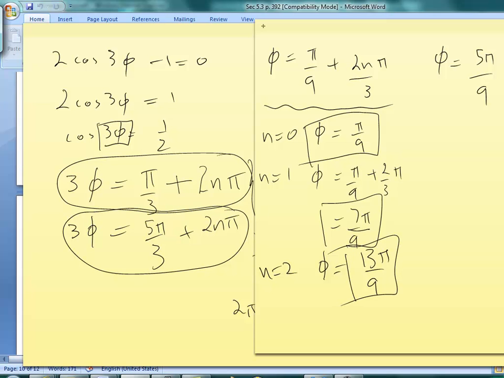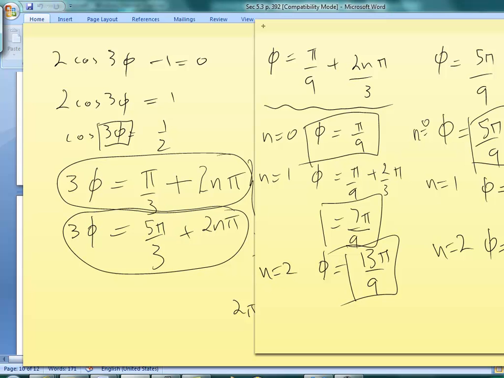And you do the same thing on this side here. When n is equal to 0, phi is equal to 5 pi over 9. When n is equal to 1, phi is equal to, and again I'm adding 6 pi over 9, which comes from this 2/3 really, so I get 11 pi over 9. And when n is equal to 2, I get 17 pi over 9. If I go beyond that and add 6 pi, I'm going to go over 2 pi, which I don't want. So these are my answers right here.